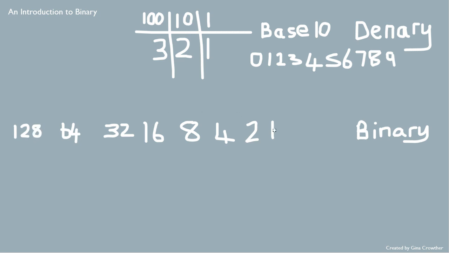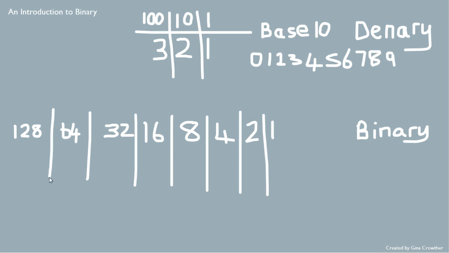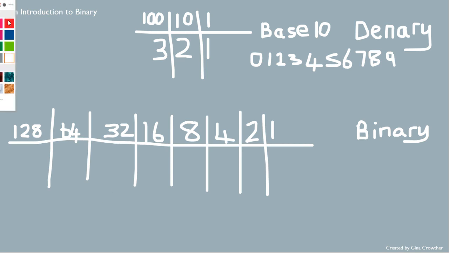So if you can see here, 1 plus 1 is 2, 2 plus 2 is 4, 4 plus 4 is 8, and so on. So if I just put them columns in, right, I've got my columns, and say I want to find the denary number 26. We're going to make a binary number that's equal to the denary number 26.